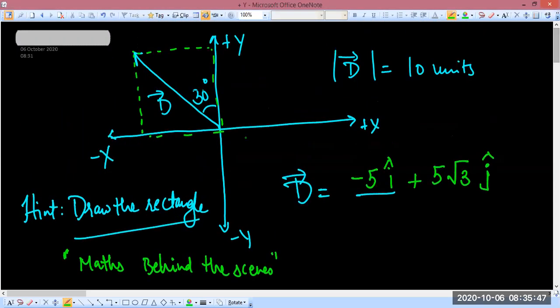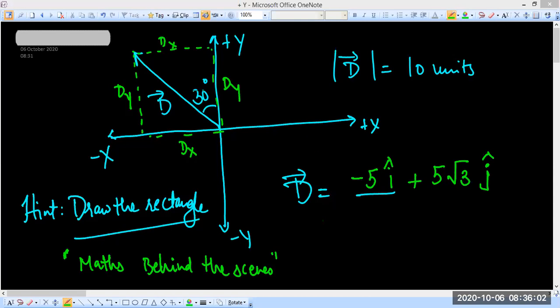Let's see how we get it. Look here, people. This is clearly dy, and this is dx, or this is dx, right? Both are dx and this is dy, right? Yes, many people got it right. Now look at this triangle.